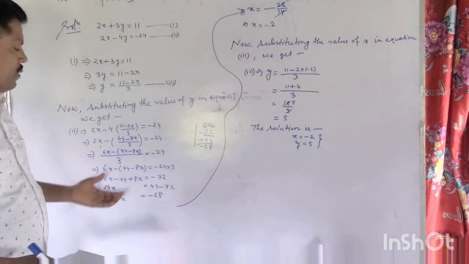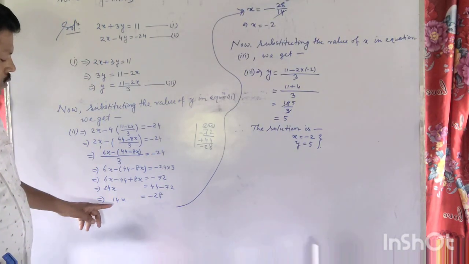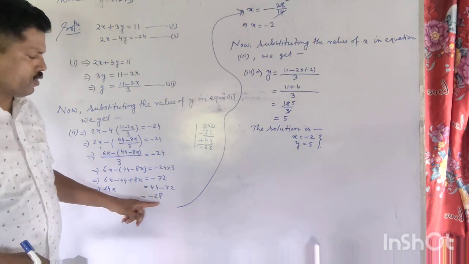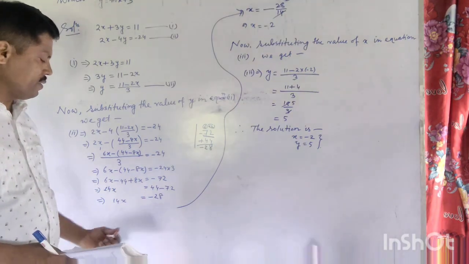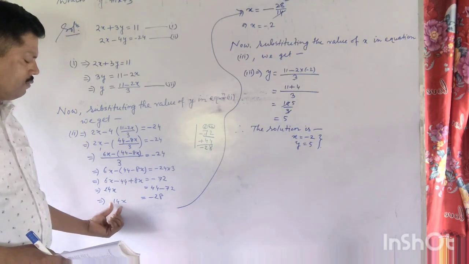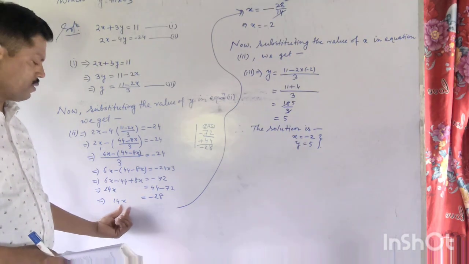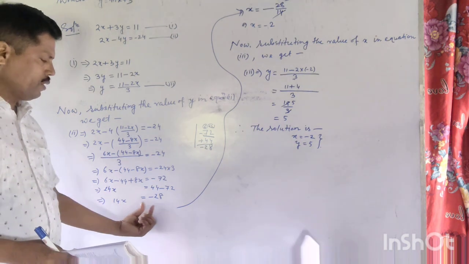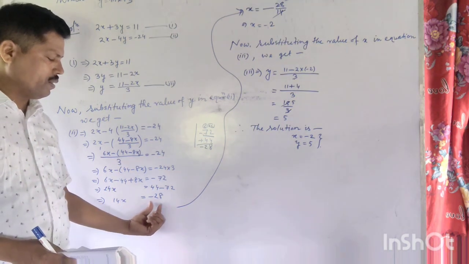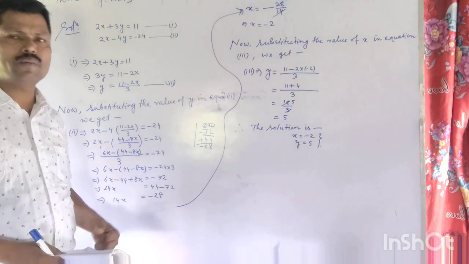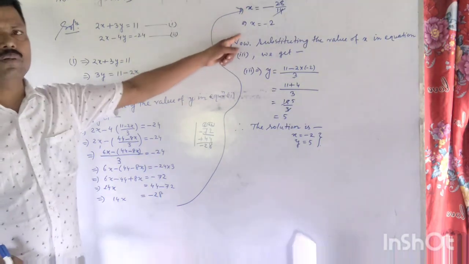This much almost completed here. So it was 14x equal minus 28. Just we have to divide this. 14 is multiplied with x in left hand side, it will be divided in right hand side, then minus 28 divided by 14, then we will get the value of x is 2.